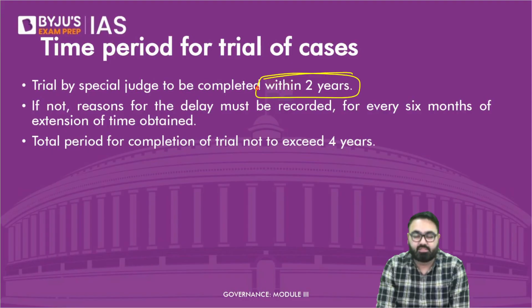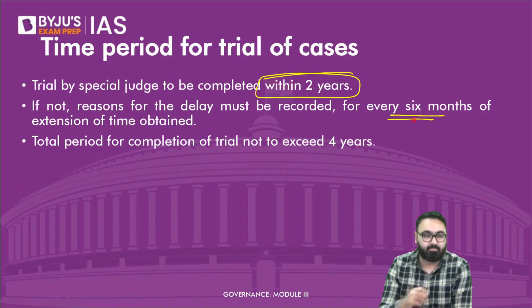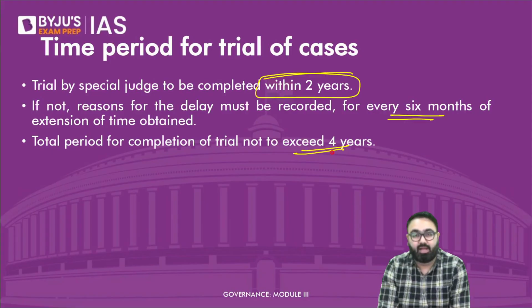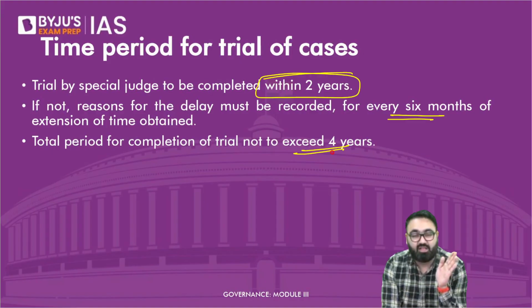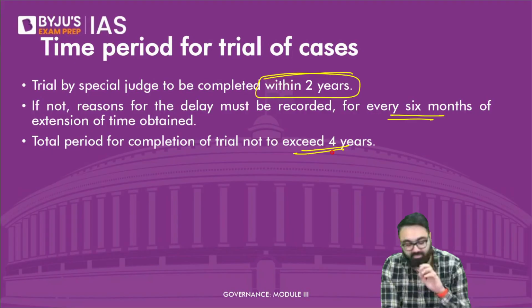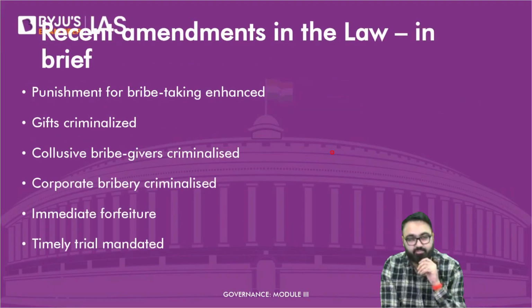If for some reason the trial is delayed, they can delay 6 months at a time. So every 6 months they can delay, but they cannot exceed 4 years. Maximum of 4 years is the time period that they get in order to finish this entire case. So any case under the Prevention of Corruption Act started by a special judge should, in usual circumstances, be decided within 2 years. If it's not, it can be extended 6 months at a time. Maximum, it will go up to 4 years only.